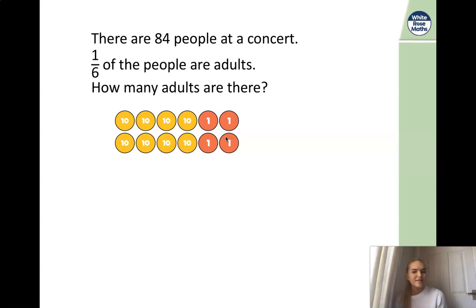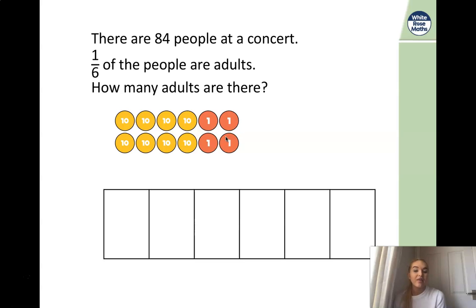We know that 1/6 of the people are adults. So how many groups am I going to have in my bar model? That's right, I'm going to have 6 groups, and I can see that I have made my bar here. What is the whole value of my bar? Yes, 84. And we're going to start with our 10s or our 1s?